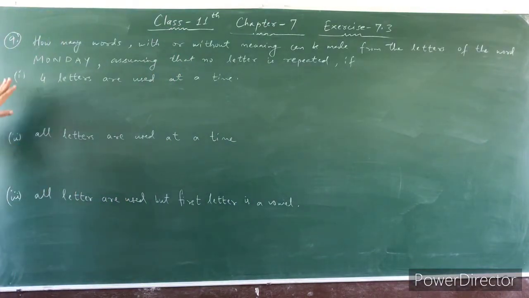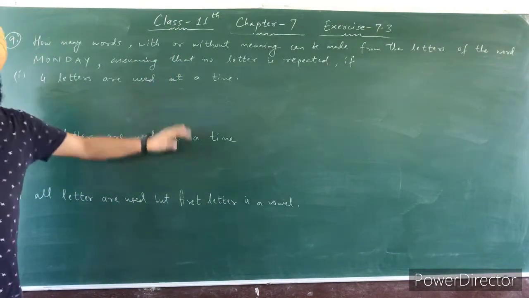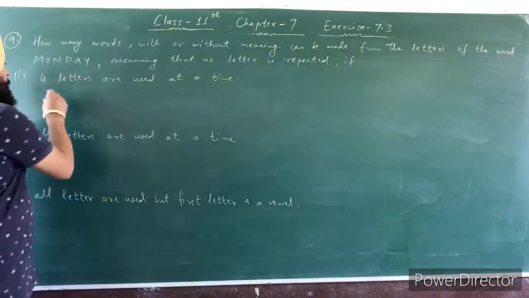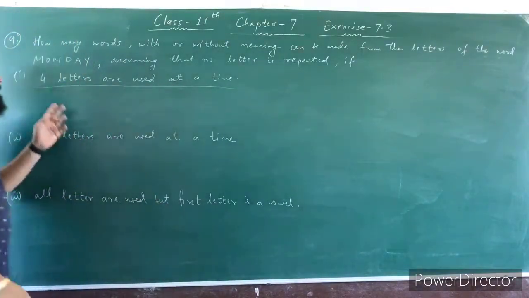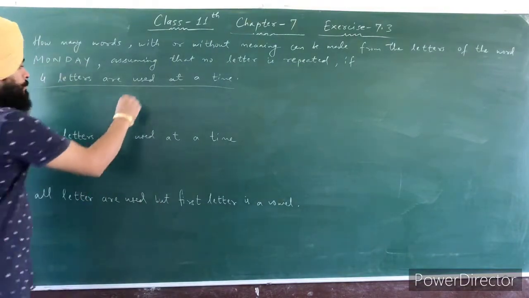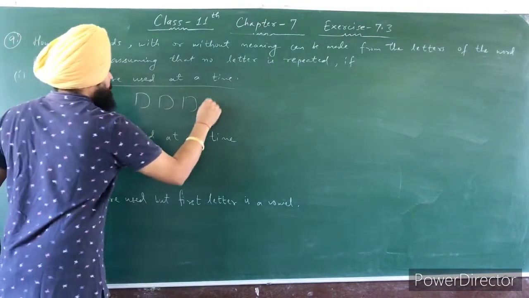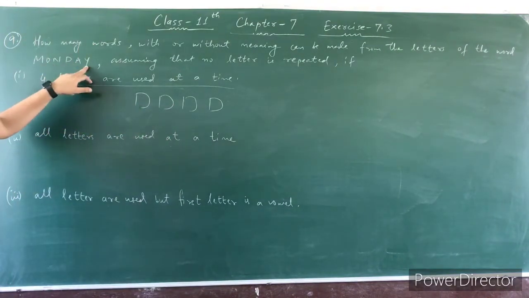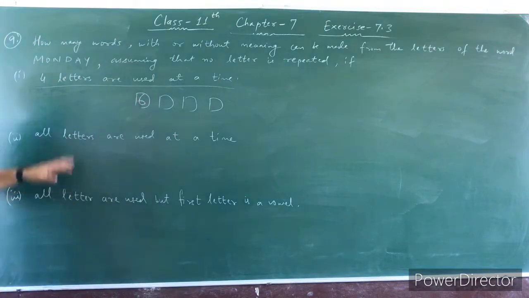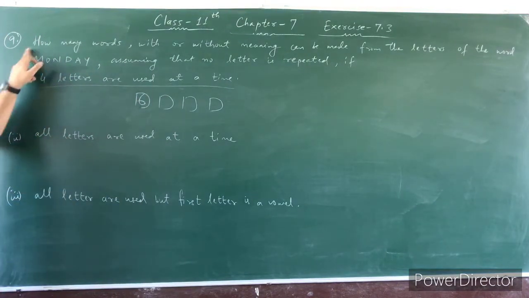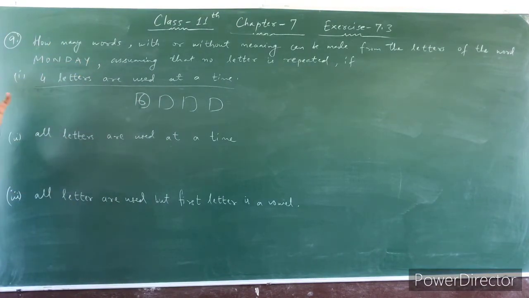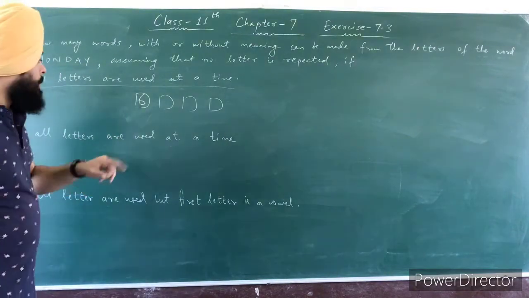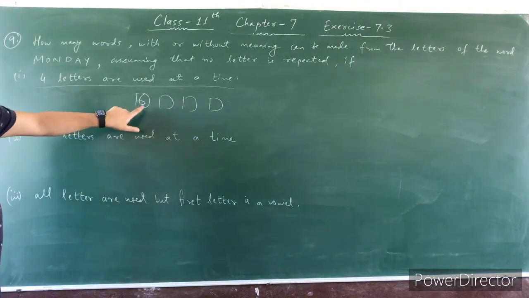Alright. First we have to find the words where 4 letters are used at a time. There are a total of 6 letters in the word MONDAY, and we have to form a word in which only 4 letters are used. So first we have to make only 4 boxes. In the first box, how many chances are there? 1, 2, 3, 4, 5, 6. There are 6 chances. And you can see no letter is repeated in the word MONDAY.